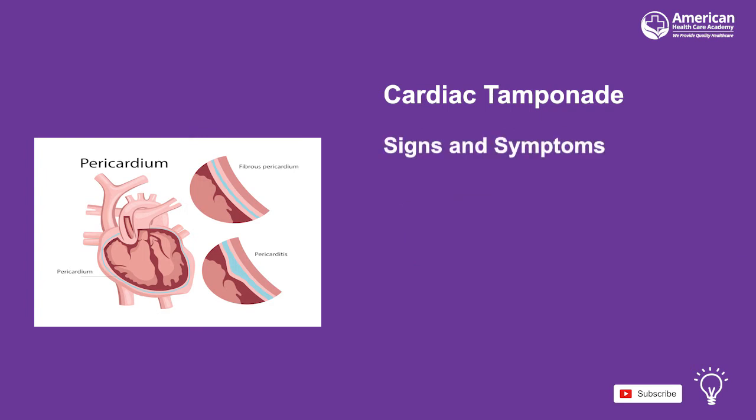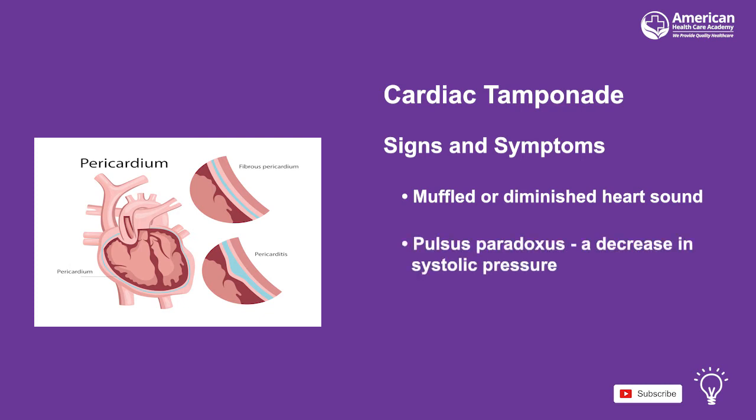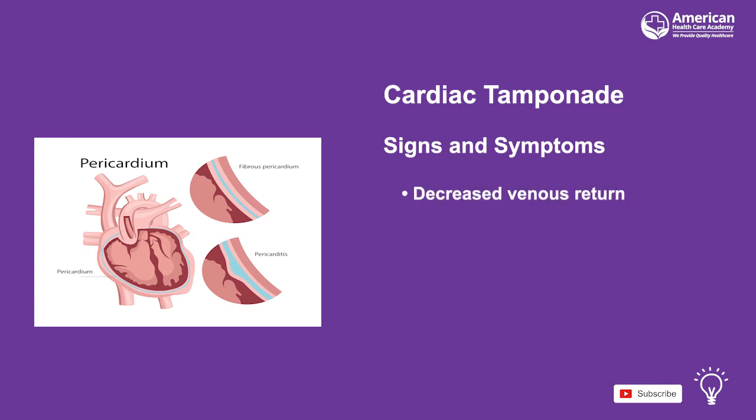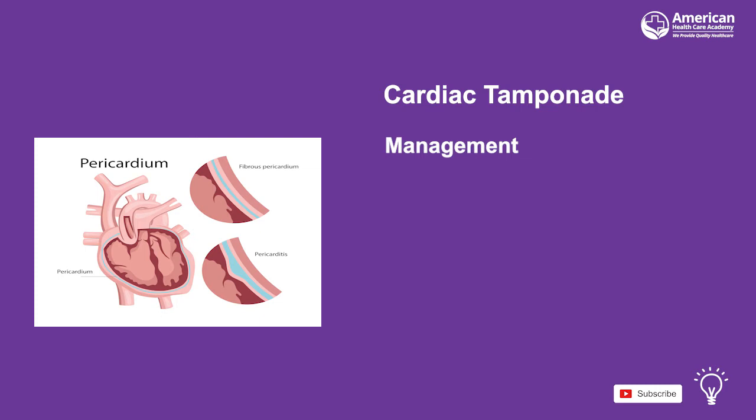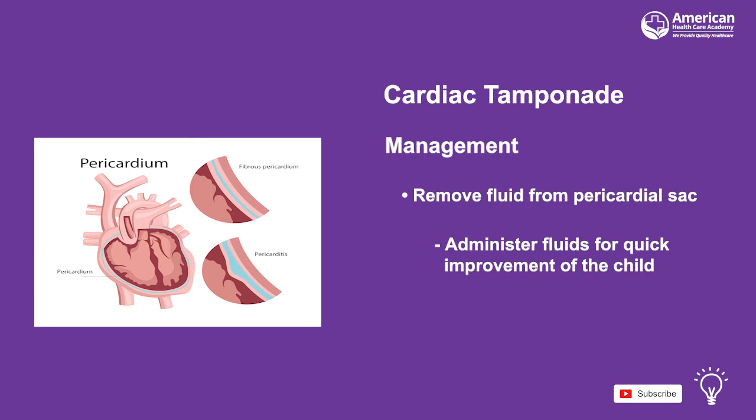Some signs and symptoms of cardiac tamponade include muffled or diminished heart sounds, pulsus paradoxus, which is a decrease of systolic pressure, distended neck veins, decreased venous return, impaired ventricular filling, and decreased cardiac output. To manage cardiac tamponade successfully, the key is to remove fluid from the pericardial sac and to properly administer fluids for the quick improvement of the child.